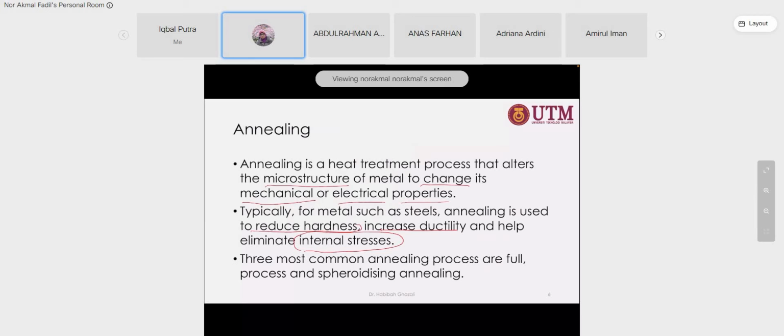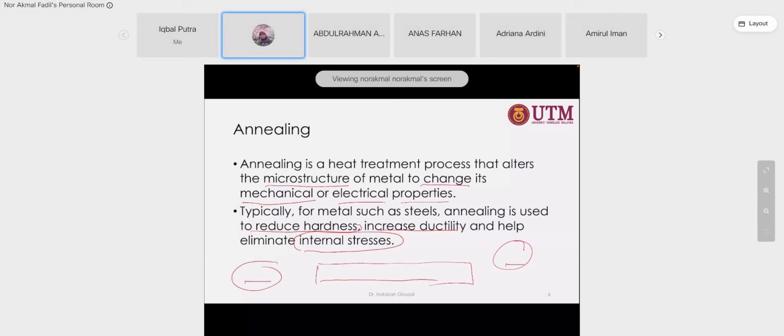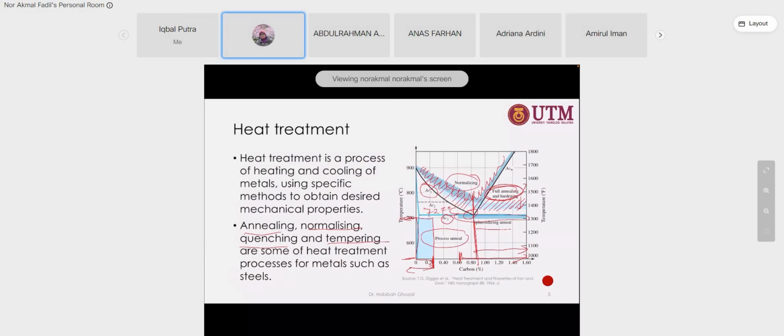The three most common annealing processes are full annealing, process annealing, and spheroidizing annealing. But the two most common types we usually use are full annealing and process annealing. These two are most commonly used. Spheroidizing, if you look at this process, is for high carbon steel.